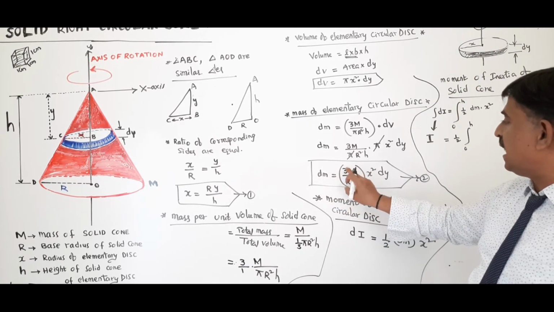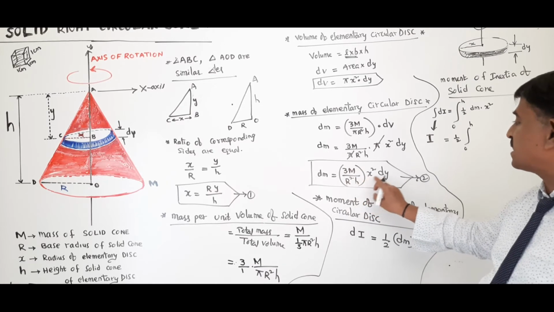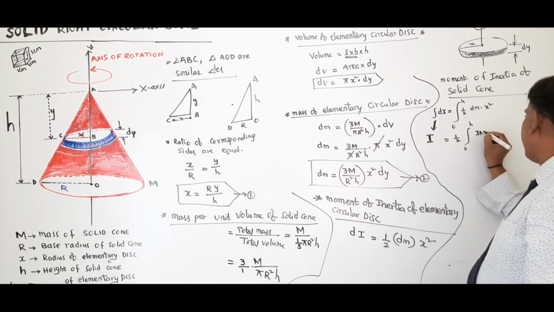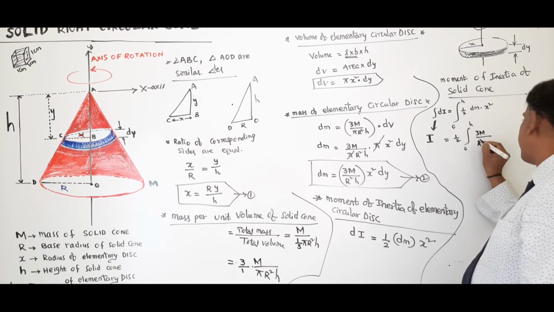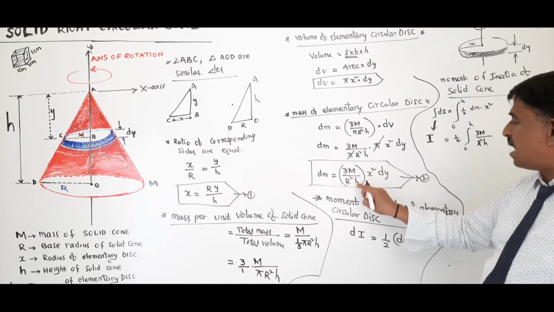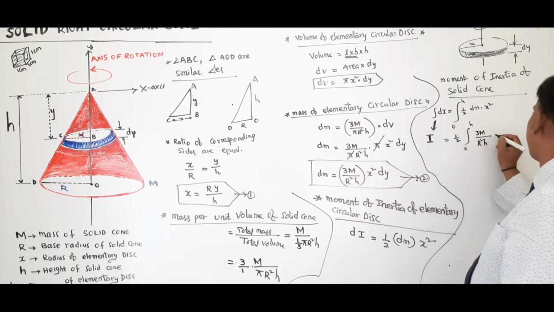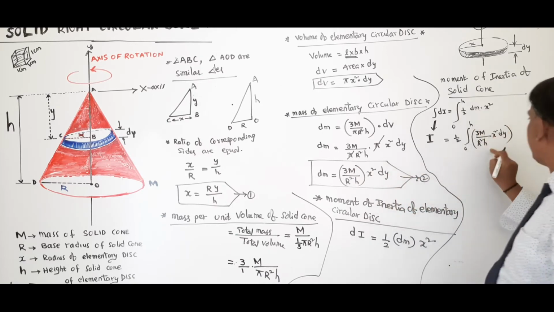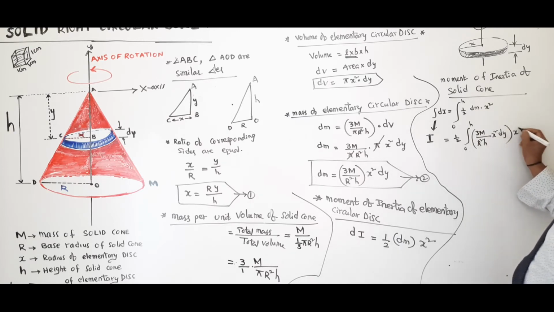dm means 3m by r square h, x square dy. 3m by r square h, x square dy. Now it is a dm, x square.